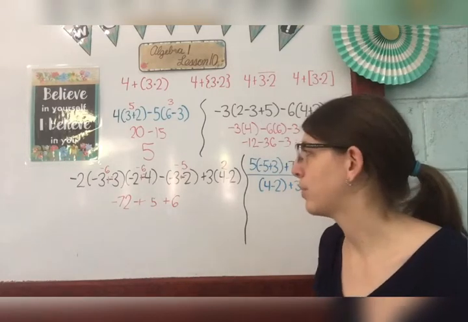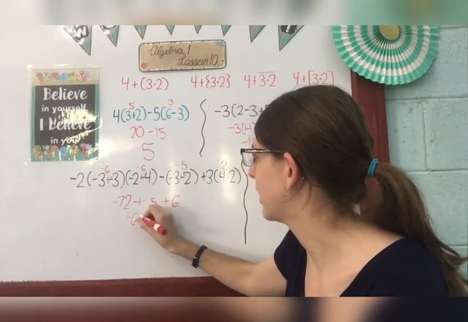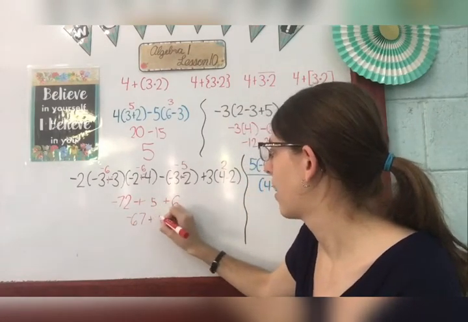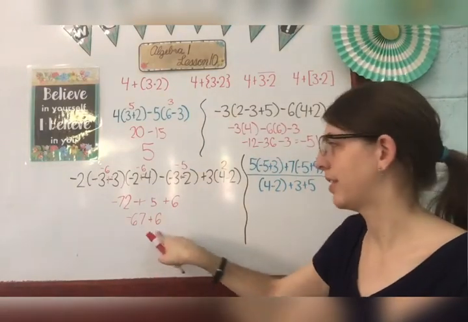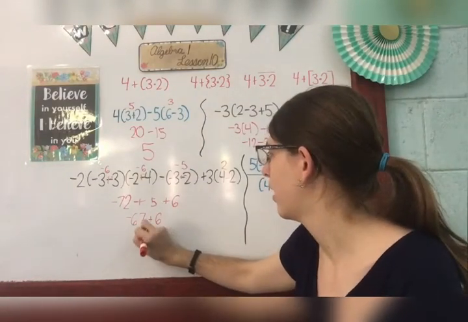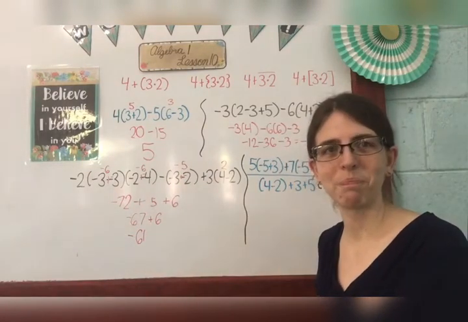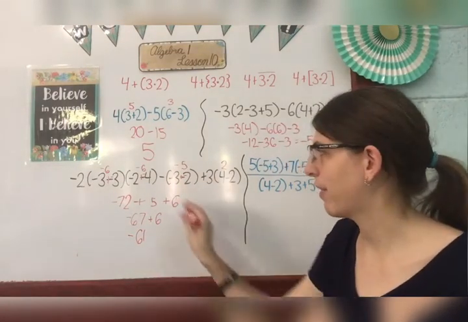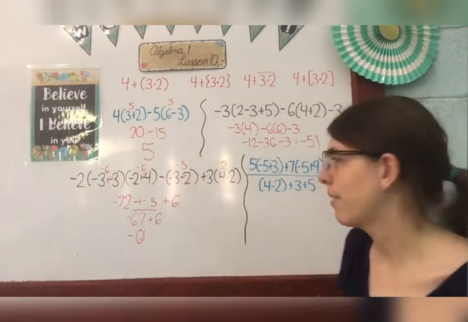The larger absolute value is the negative, so that would be a -67, plus 6. -67 plus 6, again subtract, you get 61. The larger absolute value is the negative, so it's -61. If you have any questions about that, especially if this part here confuses you, just let me know, okay?